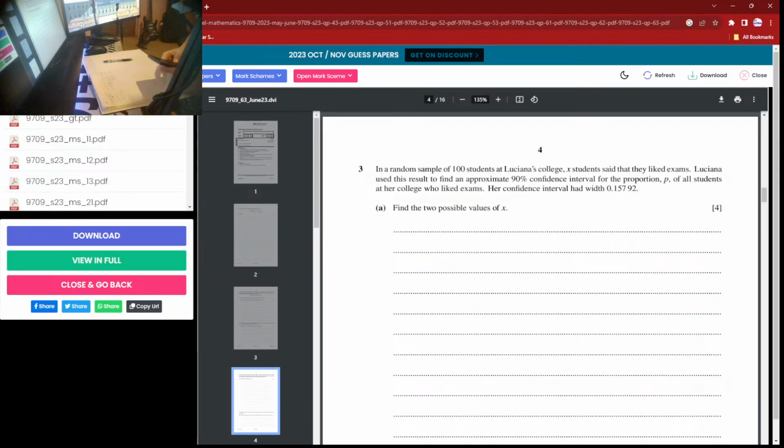Squared would give you 2.04 times 10 to the power negative 3, and then you would times it by 100, which will give you 0.2304. So that would mean that x over 100 times 1 minus x over 100 is equal to 0.2304, and you just expand it. x over 100 minus x squared over 10,000 is equal to 0.2304. Sorry, 100 times 100 is 10,000.